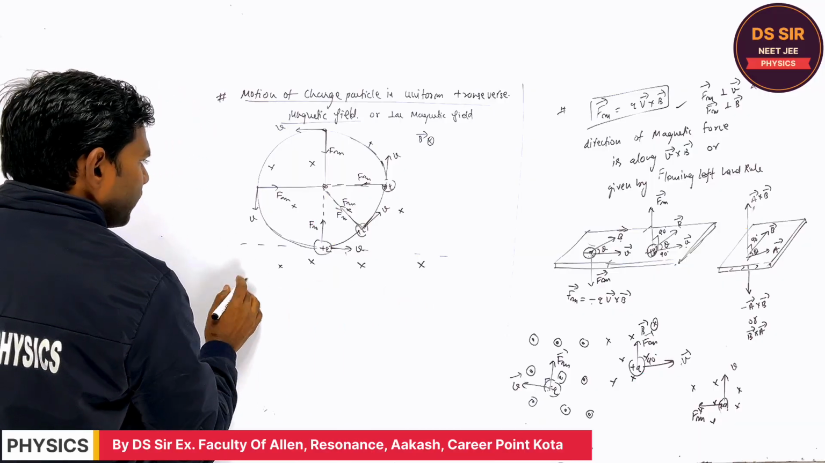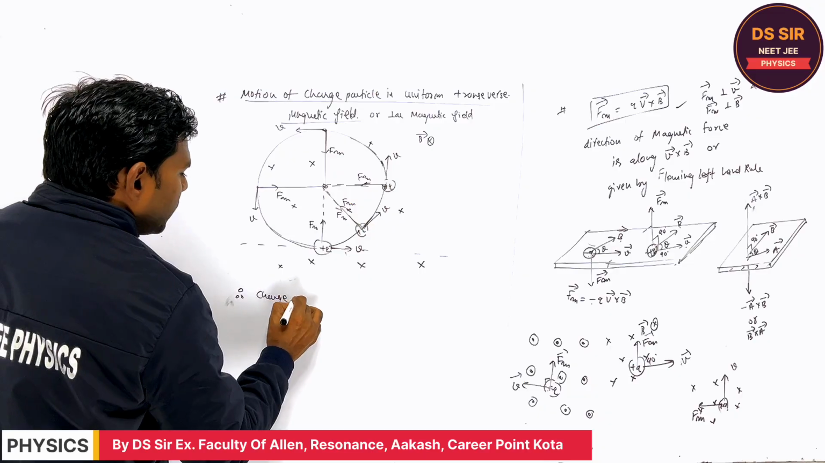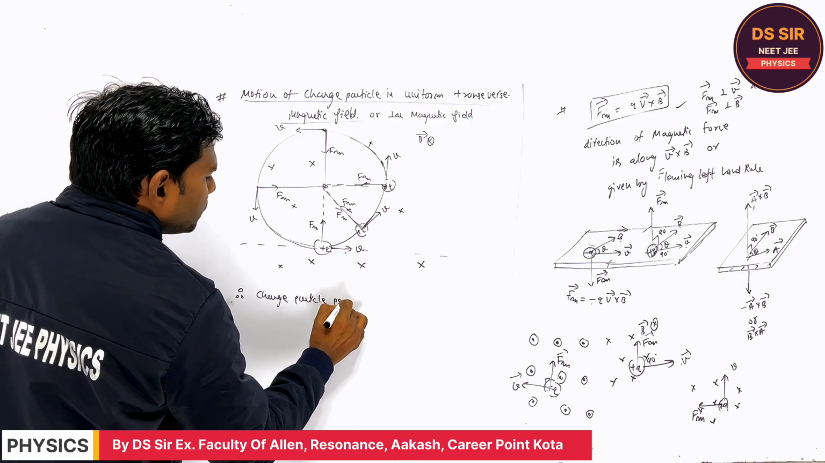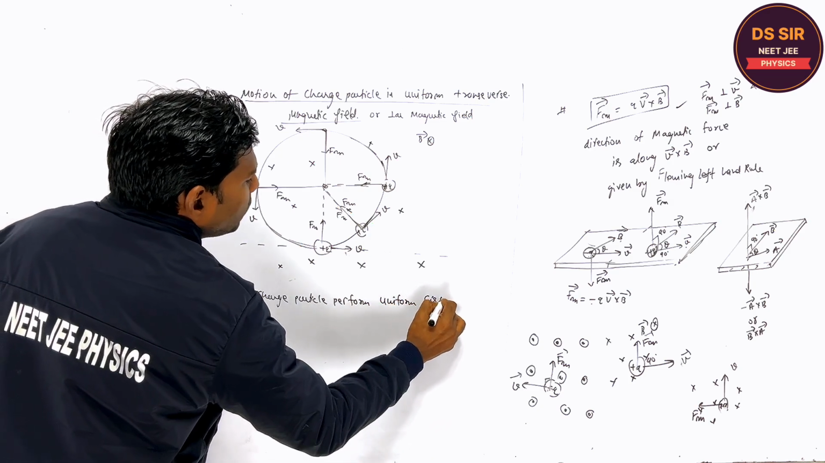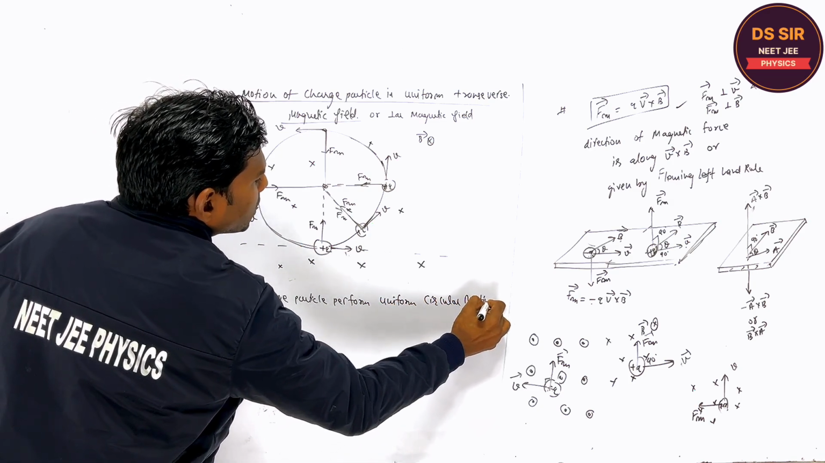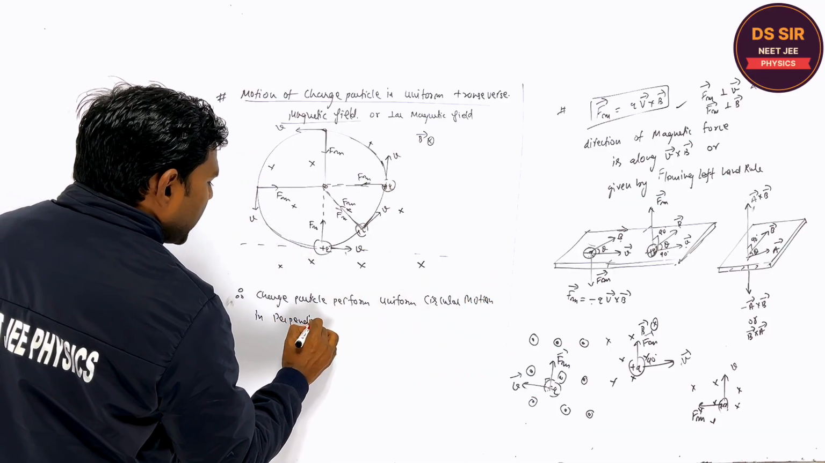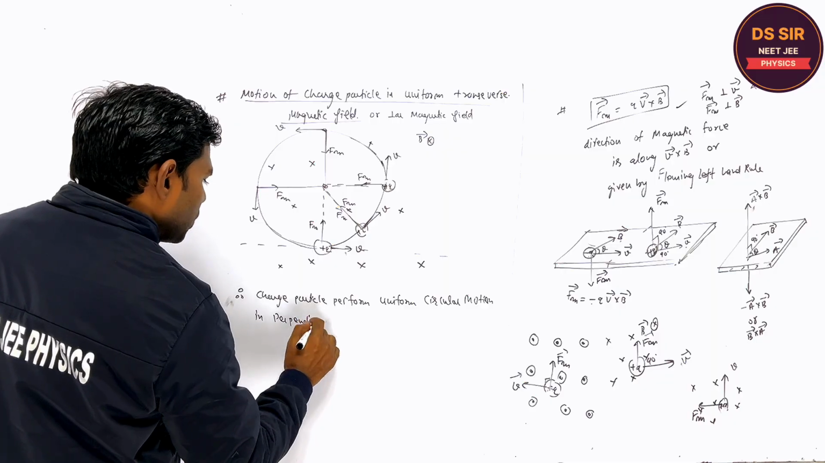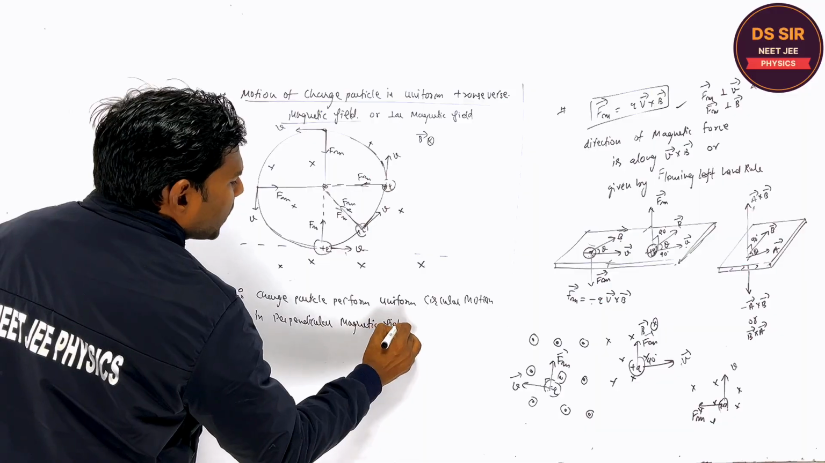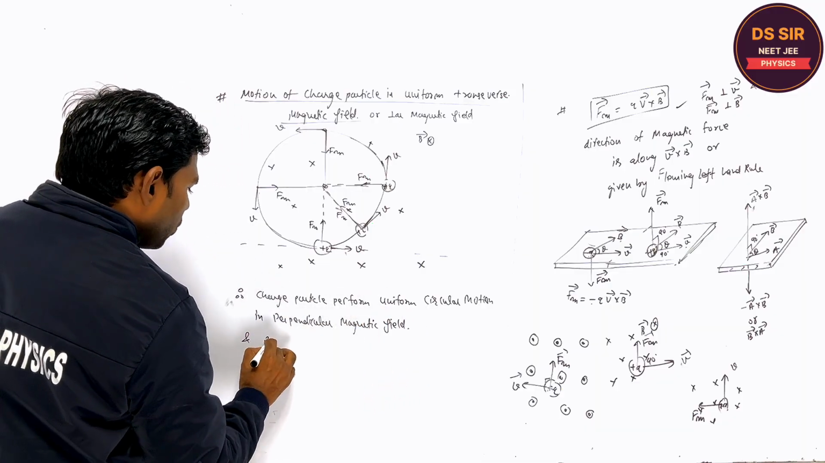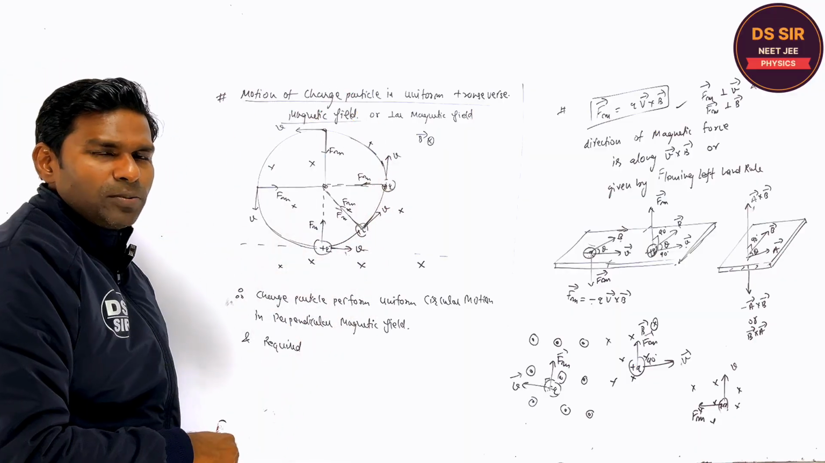You may write, therefore, a charged particle performs uniform circular motion in a perpendicular magnetic field, and requires centripetal force, because it is performing UCM, uniform circular motion.